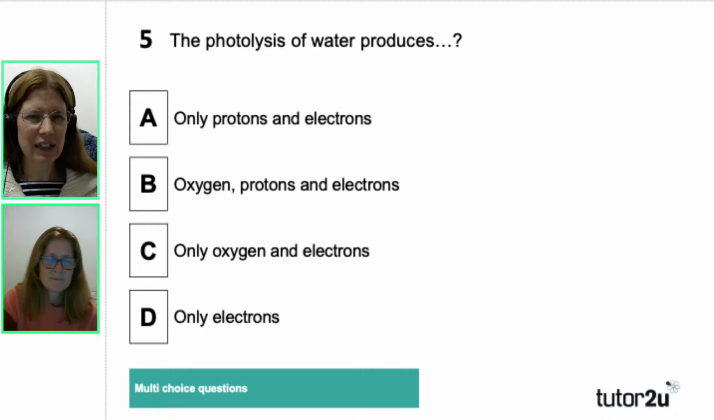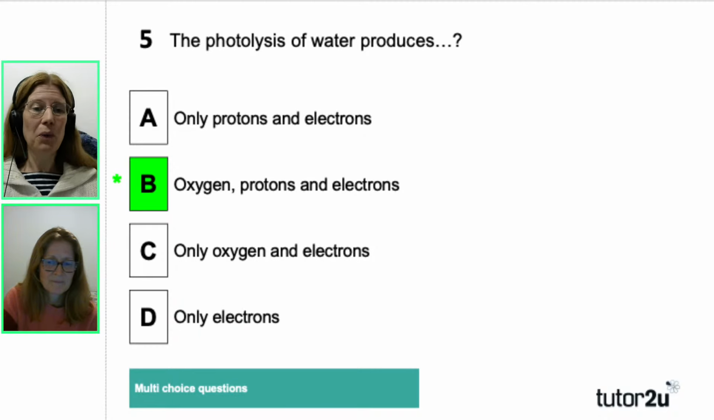Is it only protons and electrons? Is it oxygen, protons, electrons, or oxygen and electrons, or just electrons? Which combination is correct for those? Let's have a look. It is, of course, all of them.